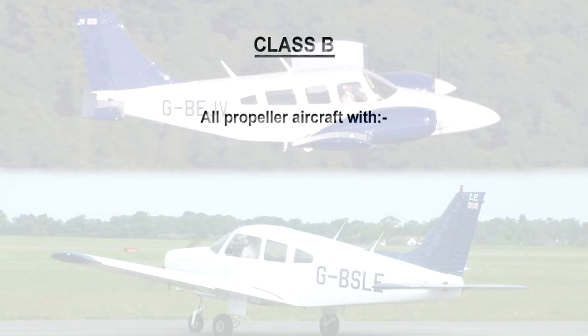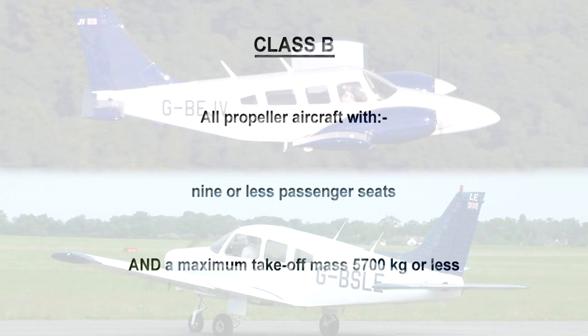The second class of airplane for public transport is Class B. This includes all propeller-driven airplanes having 9 or fewer passenger seats and a maximum takeoff mass of 5,700 kilograms or less. This class does not meet the European Aviation Safety Agency certification specifications for large airplanes, and can include both single and twin-engined airplanes.